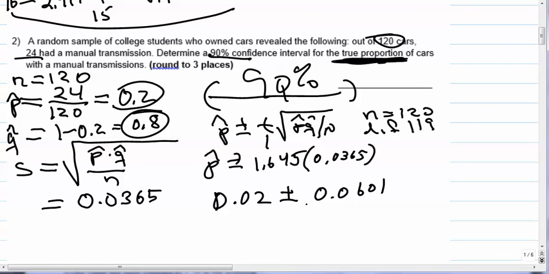Okay? So when I subtract 0.06, I get a negative number, but we're talking proportions here. So the smallest a proportion can be is 0. So I'm going to have to start my interval at 0 because, again, subtracting this off, I get a negative number. The context of the problem just tells you it can't be less than 0. If I add it, I get 0.2601. So here's a confidence interval that the true proportion for this population is somewhere between 0 and close to 8%.